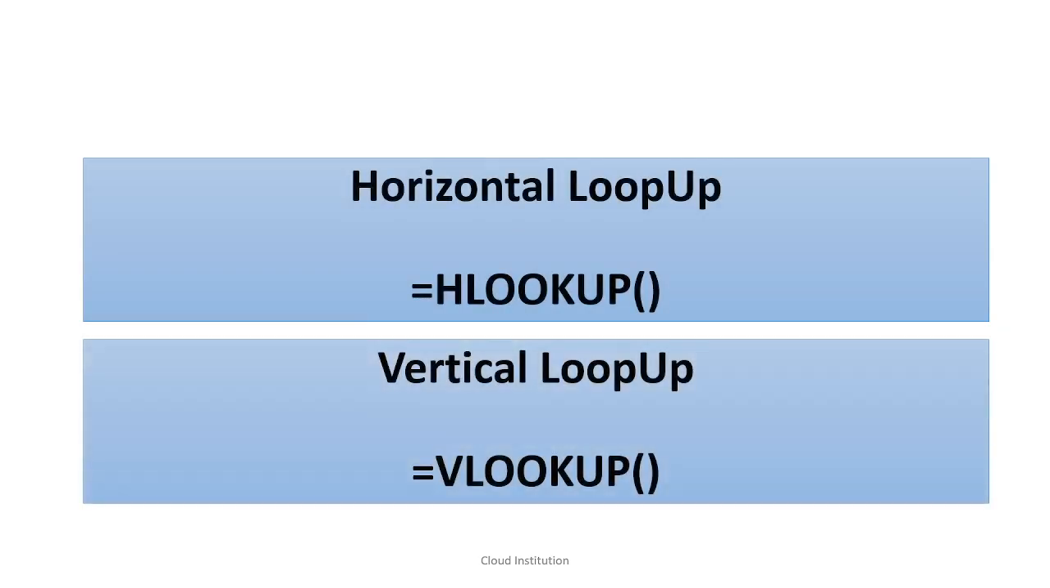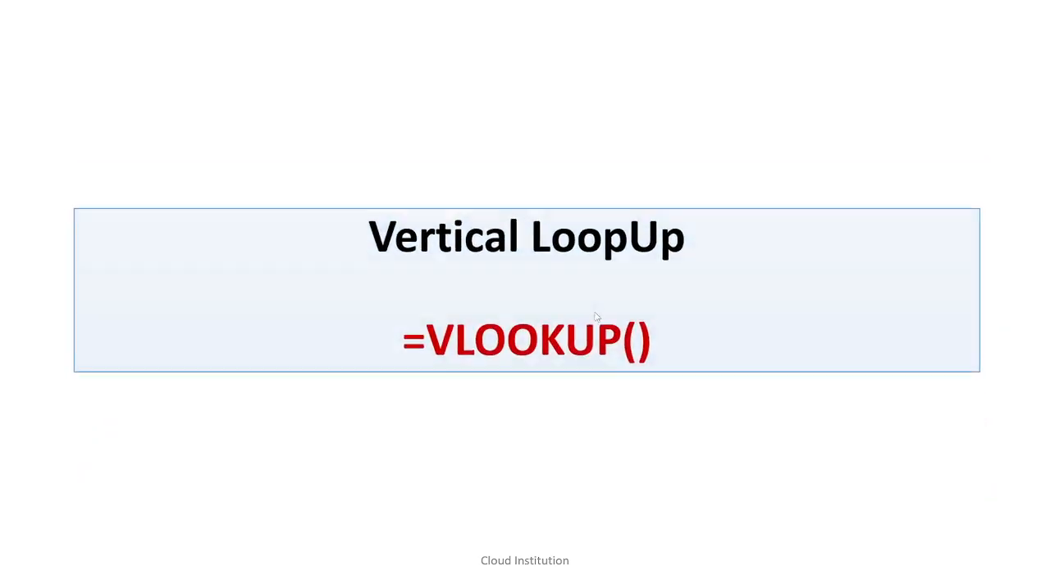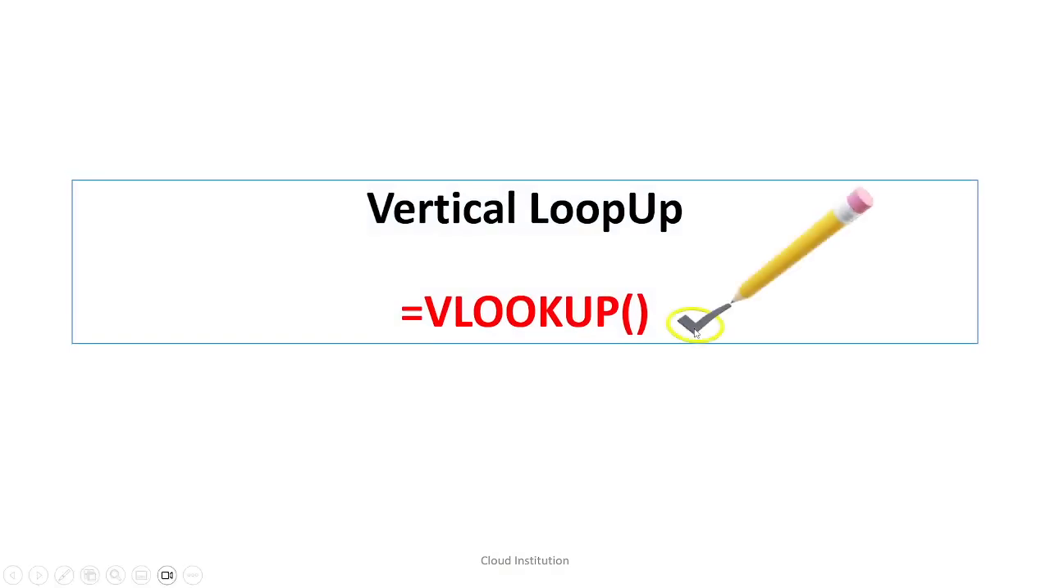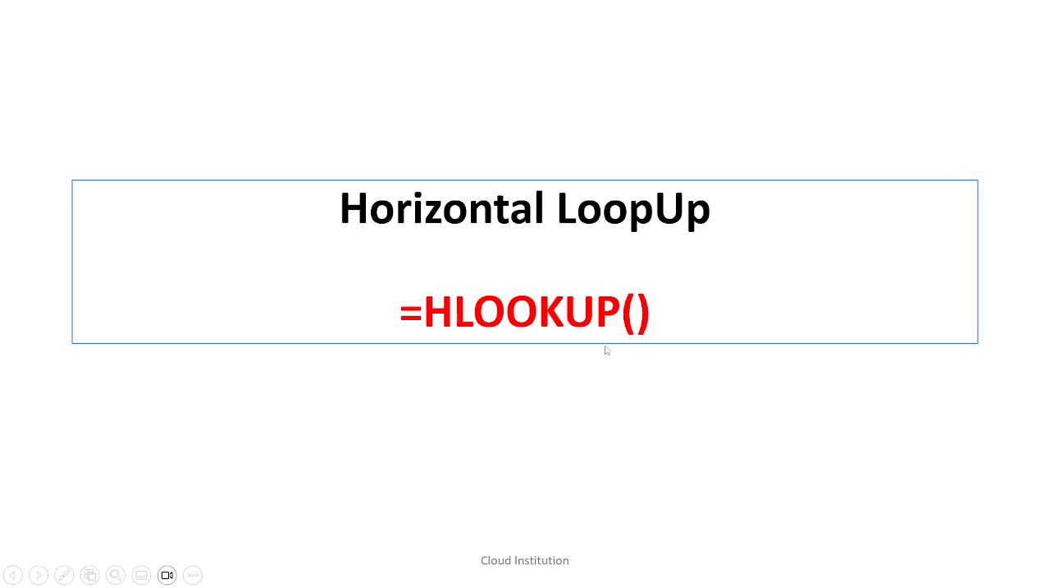We looked at the VLOOKUP, and we do have HLOOKUP also. So we have completed the VLOOKUP, and now let's look at HLOOKUP. As we discussed in the last video, HLOOKUP basically stands for horizontal lookup. Let's understand how this works.